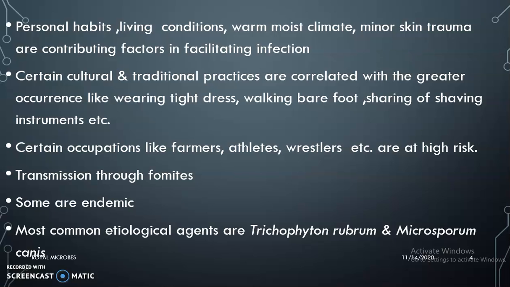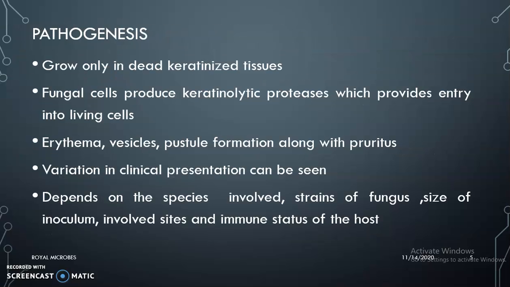Transmission is mainly through fomites. Some are endemic. The most common etiological agents are Trichophyton rubrum and Microsporum canis. Coming to the pathogenesis, the dermatophytes grow only in dead keratinized tissues. Fungal cells produce the enzyme keratinolytic protease, and this provides entry into living cells.